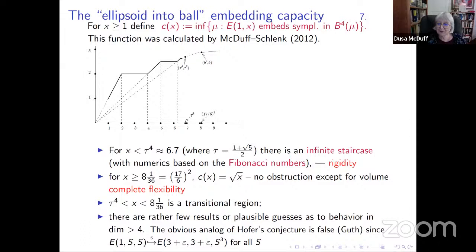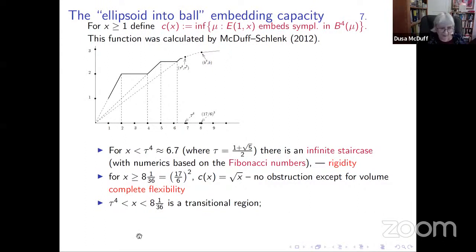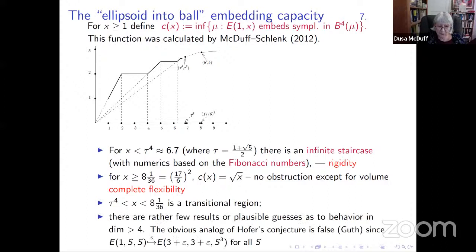You can say, well, what's the obvious analog? There's an obvious analog of Hofer's conjecture, and Guth's embedding shows that doesn't work. Because what Guth did was embed an ellipsoid which had a very big second coordinate. So it was constrained in the first coordinate, but the second and third coordinates were arbitrarily big. But then he embedded it into something which was constrained in the first two coordinates. And that's why there's no intermediate capacity there.